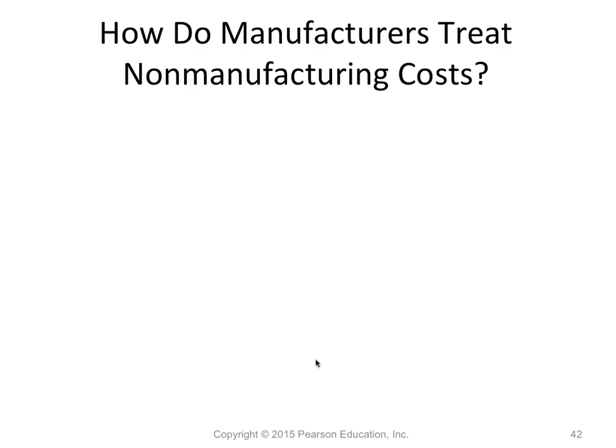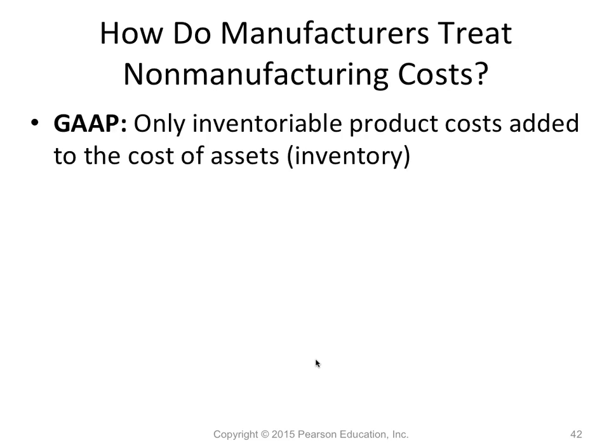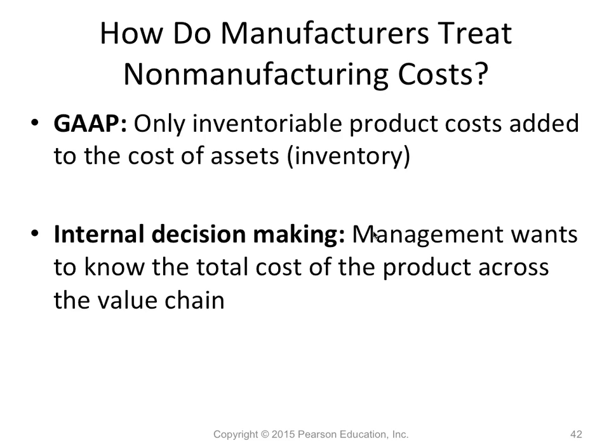So how do manufacturers treat non-manufacturing costs? Those are costs that cannot be allocated to the product. GAAP, generally accepted accounting principles, says only inventoriable product costs are added to the cost of assets. Inventoriable means something you can treat as inventory, so if it cannot be treated as inventory, we have to put it on the right side as expenses. Internal decision making.